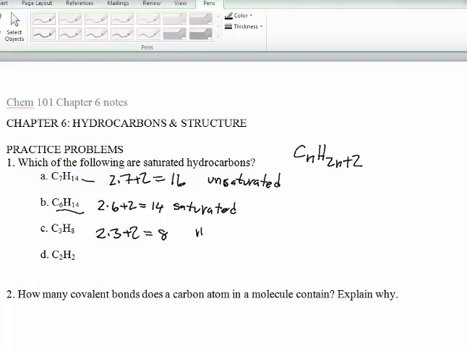C2H2, if N equals 2, 2 times 2 plus 2 equals 6, and we have only 2 hydrogens, so this is an unsaturated compound. So here we can see how to use the general formula of saturated hydrocarbon to determine, just by giving the chemical formula, which are saturated and which are unsaturated.